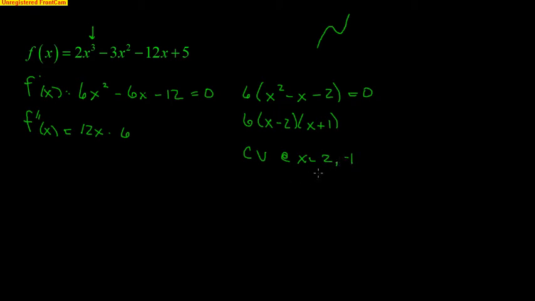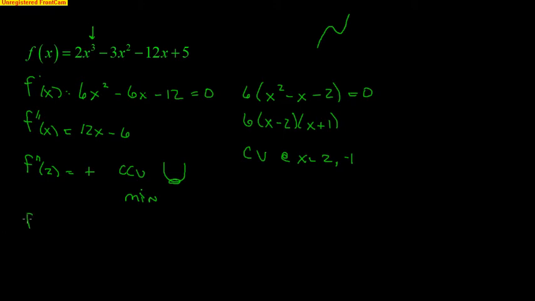Now what we've got to do is take these critical values, plug them into the second derivative, and see what we get. So if I plug 2 into my second derivative, I really don't care what the number is, I just want to know if it's positive or negative. I know if I plug in 2 here, I'm going to get 24 minus 6. That's going to be a positive answer. For the second derivative to be positive means I'm concave up, which means I look like this, which means this right here has got to be a minimum.